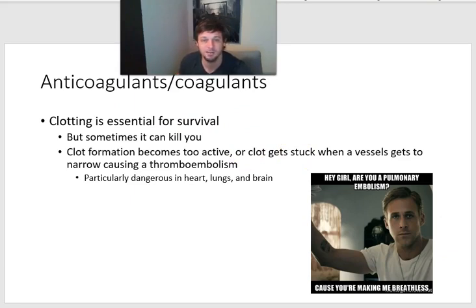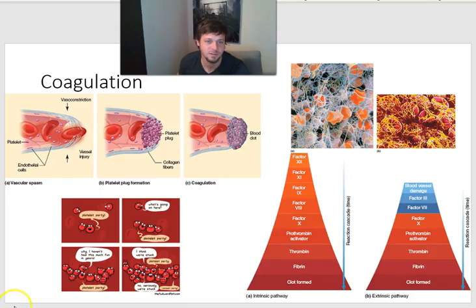that probably got too narrowed through atherosclerosis or something, you can get a thromboembolism. Embolisms are particularly dangerous in the heart, lungs, and brain, but you can also get them in the legs, which can cause pain. So let's talk about the coagulation pathway.